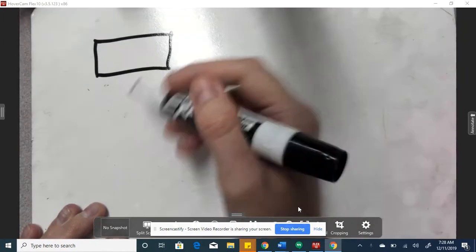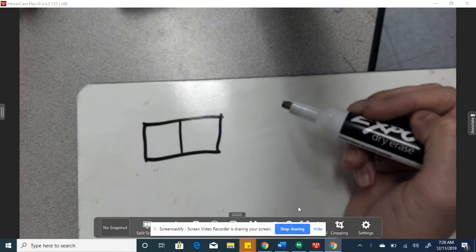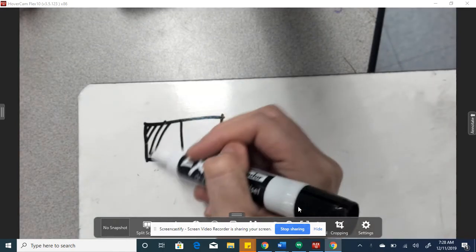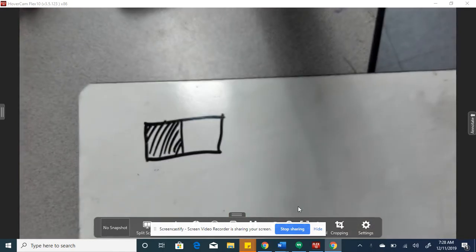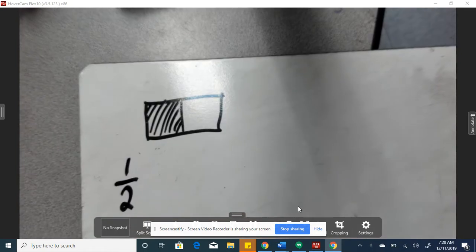We have our fraction bar. We're going to split it into two pieces. Move out the light. There we go. And we're going to shade 1/2 of them. So this represents 1/2, and we want to make an equivalent fraction.